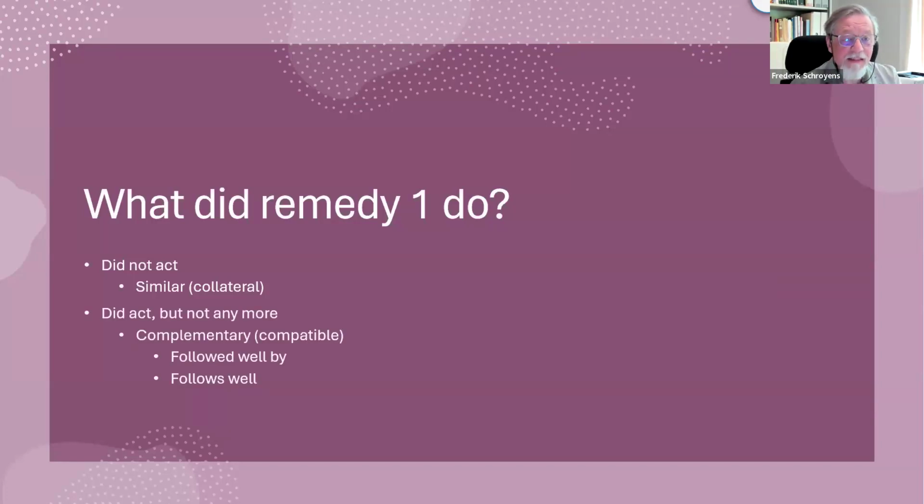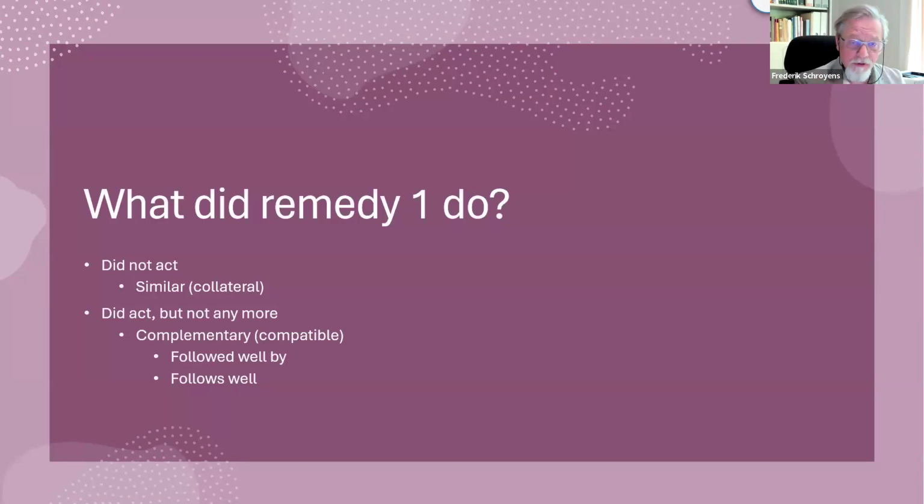The second possibility is that the first remedy did act, but it doesn't act anymore. After so many months, after so many years, it doesn't act anymore. And then you're looking for a second remedy, which is called the complementary remedy. It complements, it completes the action that was started, the cure that was started by remedy 1. So these two remedies, the relationship of them is called complementary.